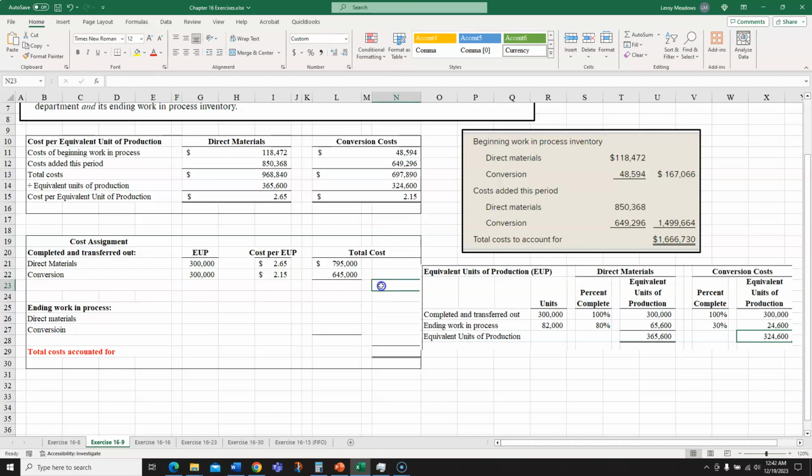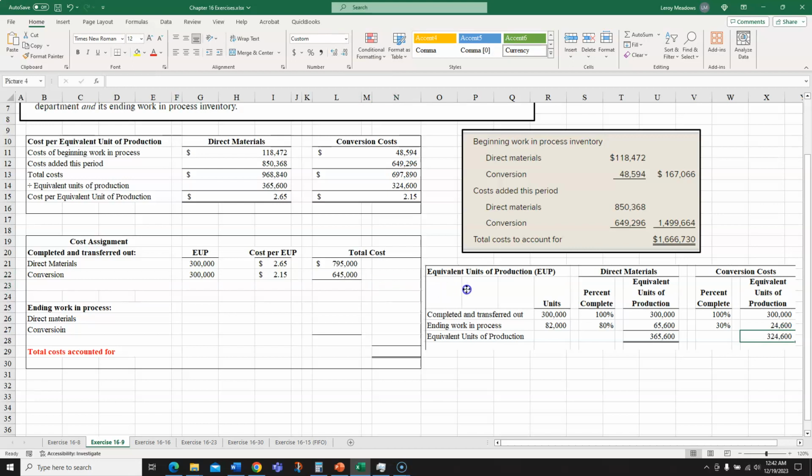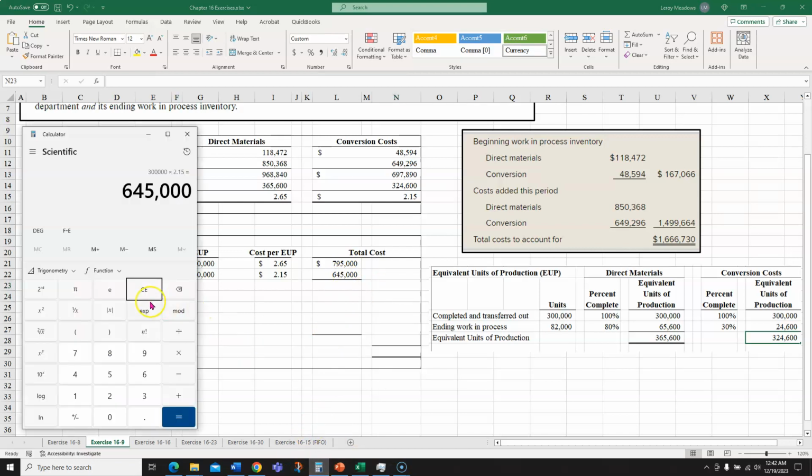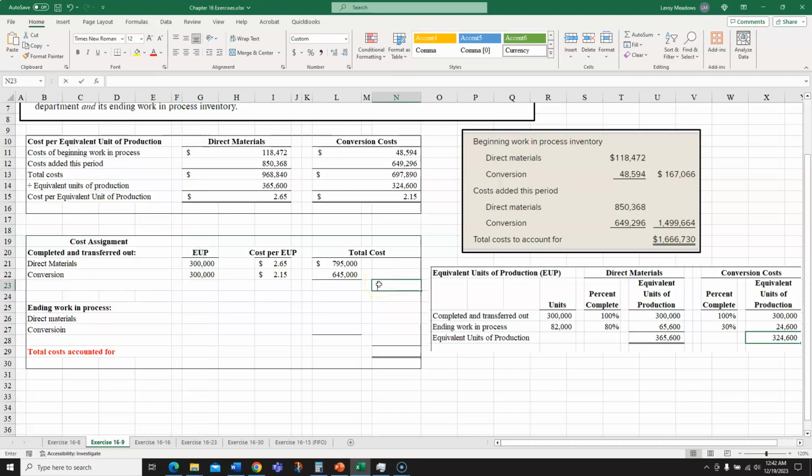So what is going to be the total cost of my units transferred out? It's going to be the total cost of materials and the total cost of conversion. So 795,000 plus 645,000, and that total will be 1,440,000. So that is the value of my inventory that I transferred to the next department.